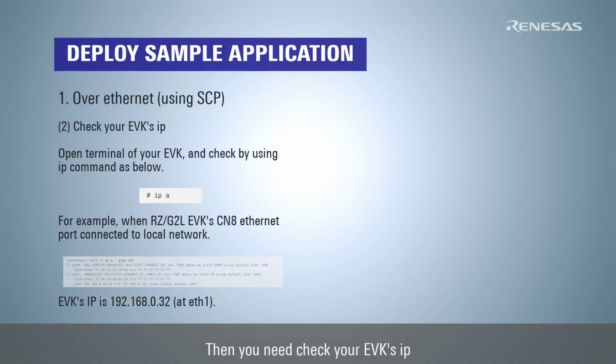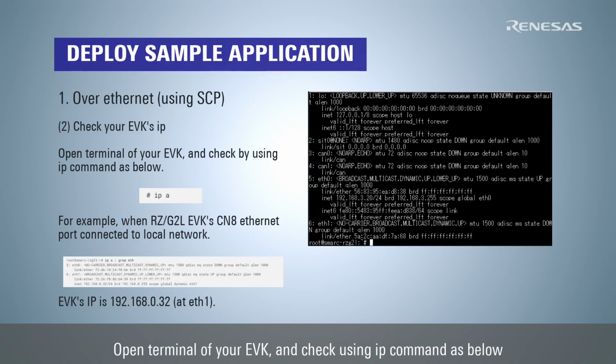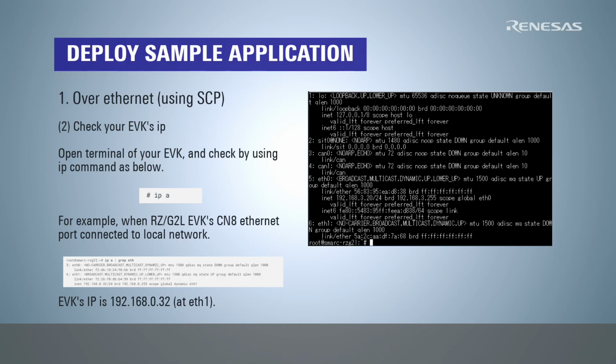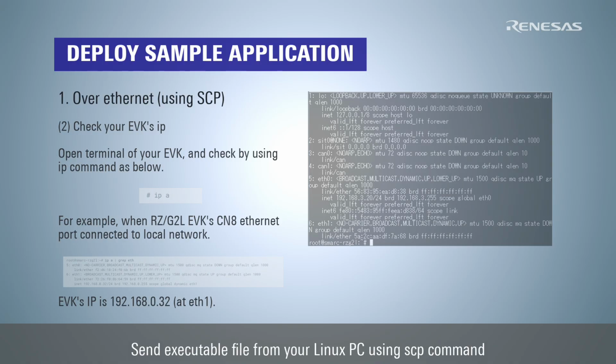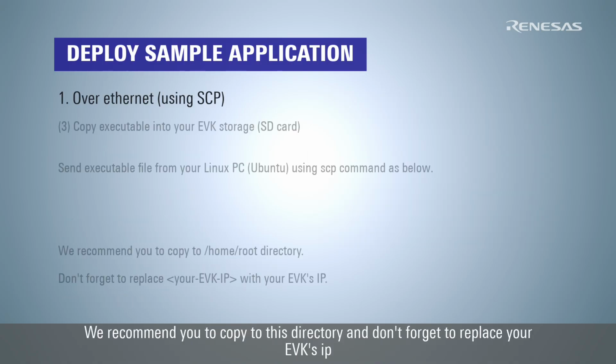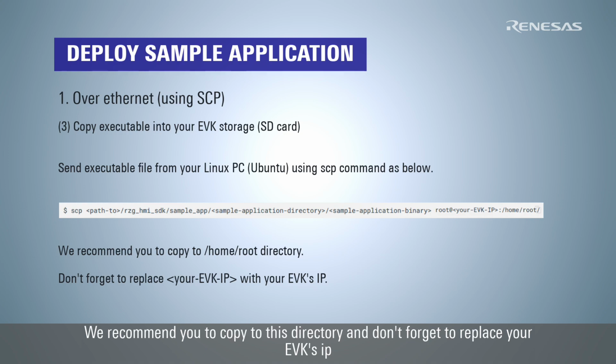Then you need to check your EVK's IP. Open terminal of your EVK, and check by using the IP command as below. Next, copy executable into your EVK storage, SD card. Send executable file from your Linux PC using SCP command. We recommend you to copy to this directory and don't forget to replace your EVK's IP.